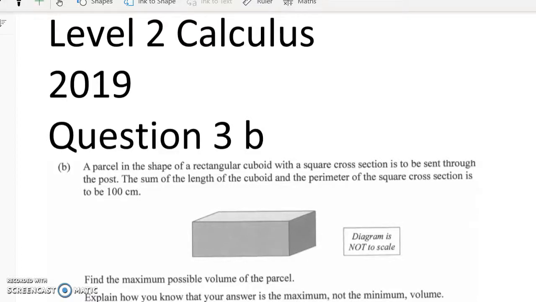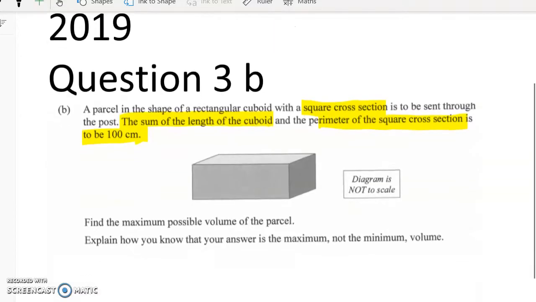Here's question 3b from this year's calculus paper. So this is a classic optimisation problem about a cardboard box. Well, I guess we're assuming it's a cardboard box. It's some kind of parcel and it's in the shape of a rectangular cuboid. We're told that the parcel has a square cross-section and the sum of the length of the cuboid and the perimeter of the square cross-section has to be 100 centimetres. That diagram is not to scale, but it's actually not too bad. We have to figure out the maximum volume of the parcel.